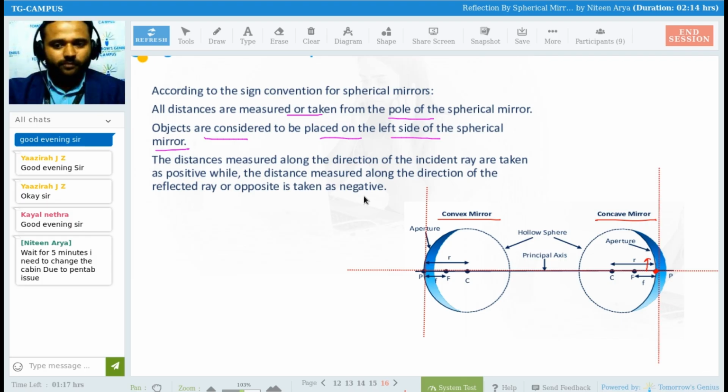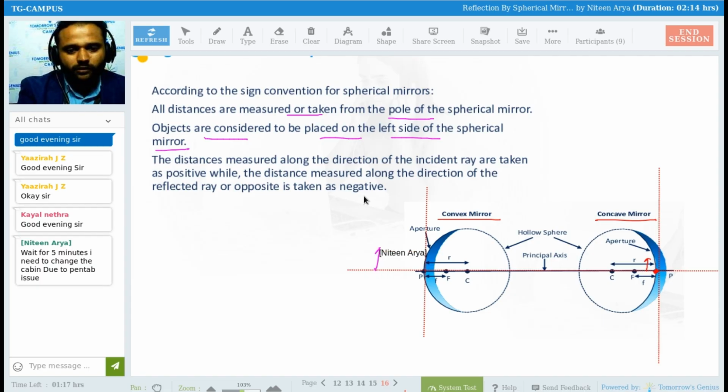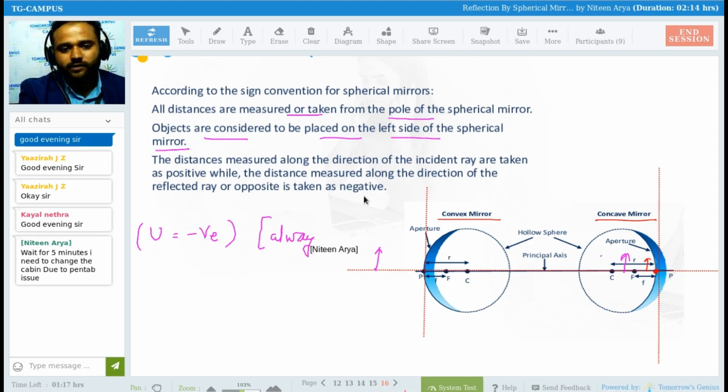Okay. So as you can see from this right hand side diagram, the object is always placed on the left hand side. If I want to make any particular image, even with this convex mirror, I draw the image here, and the object is already drawn here as well. So the object distance U is going to be negative for both the mirrors. So U is negative always. You can write it down in this way. Is this clear, everyone?